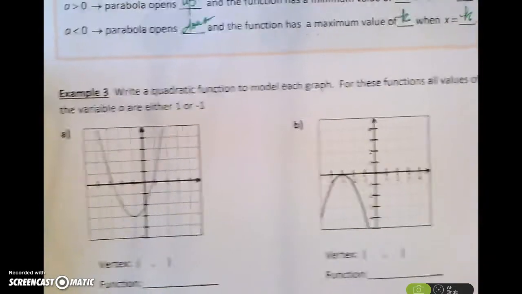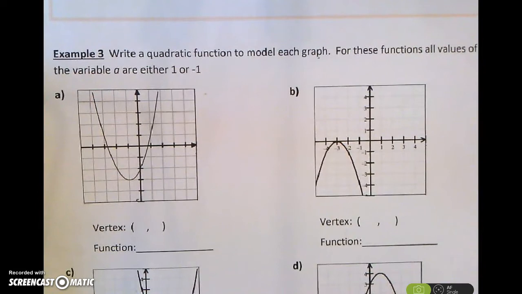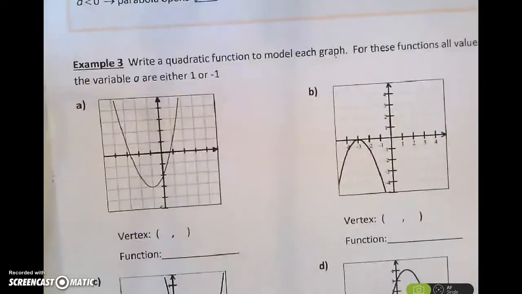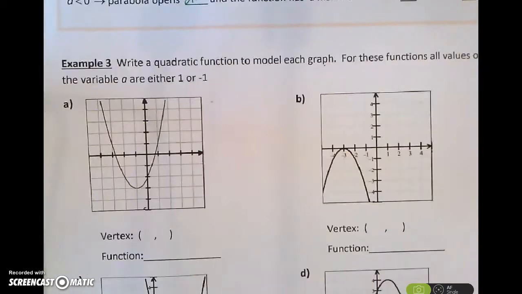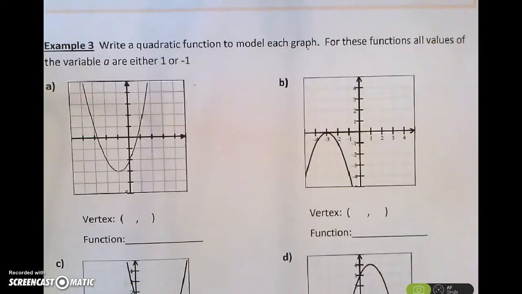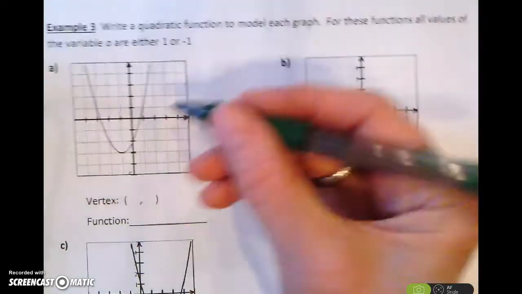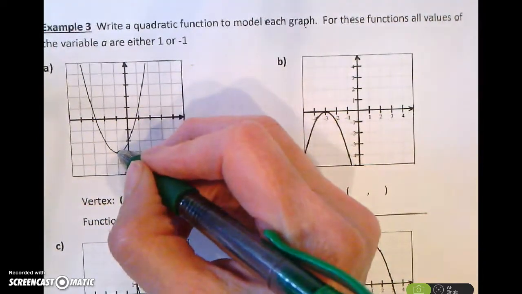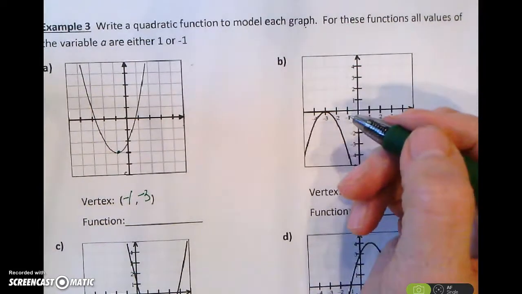All right, so let's look at this. Write a quadratic function to model each graph. For these functions, all values of a are either 1 or negative 1. Sorry about that, kind of jogging you around. So we're not going to think too much about a right now, except whether it's up or down. For this one, our vertex right here is negative 1, negative 3.